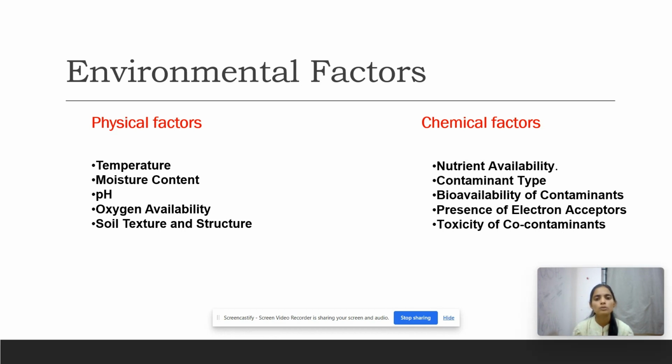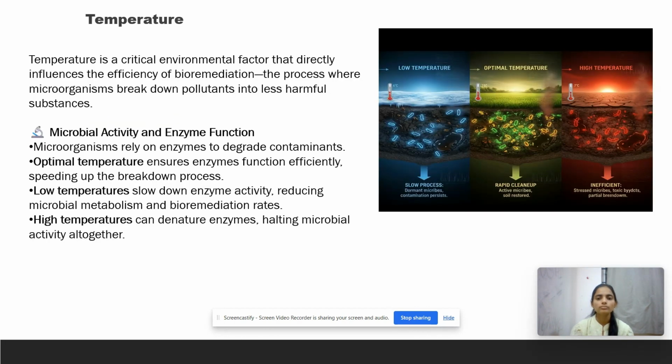In this, we are discussing two types of factors, that is physical factors. In physical factors, temperature, moisture content, pH, oxygen availability, and soil structure are going to be discussed. In chemical factors, we are going to discuss nutrient availability, contaminant type, bioavailability of contaminants, presence of electron acceptors, toxicity of co-contaminants. First, we will see about temperature.